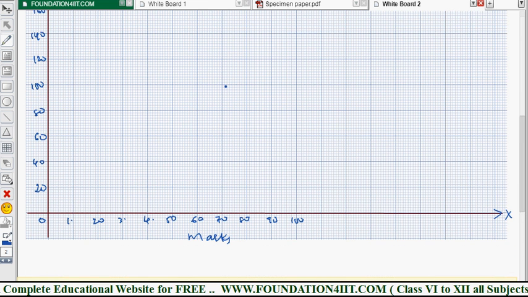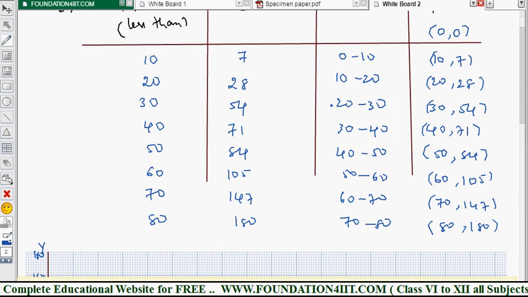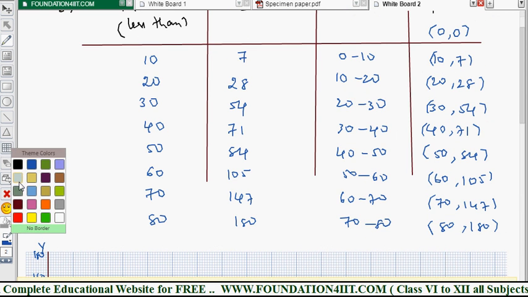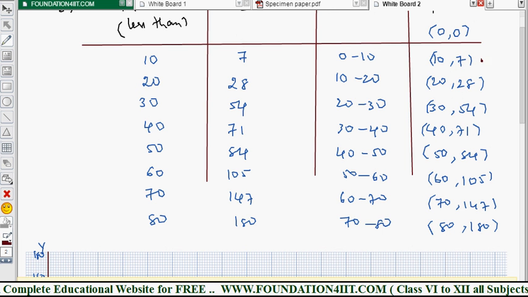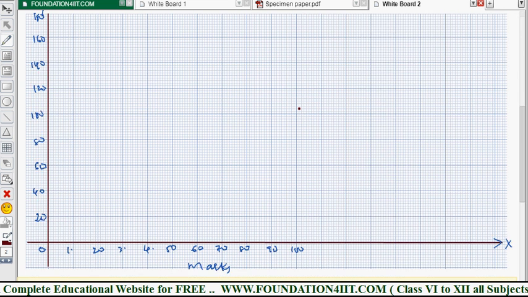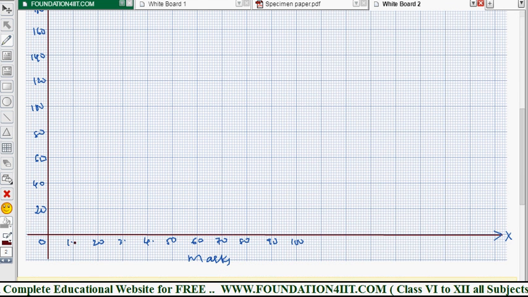Now we need to plot the points in this graph. The data is written here. The points are 10 comma 7, 20 comma 28. These are all the points we need to plot. Just plotting, this is 10. So 10 comma 7. Here every 20 divided by 10 means 1 millimeter is 2 units. So 7 means after 2, 4, 6 and 7, so you should keep it in between. It is very small.